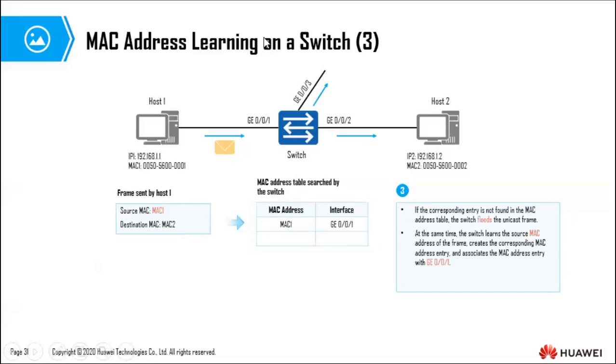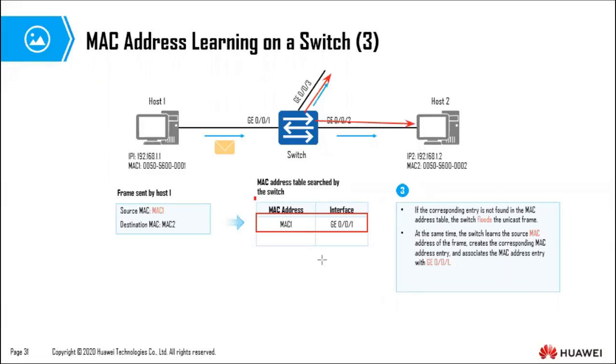The switch then reads the source MAC address of host 1 and updates its table. So it will update its table with the MAC address of host 1 and the interface via which it has been connected. After that, it will do what? It will flood that particular frame through all the interfaces other than the interface that received that particular frame.